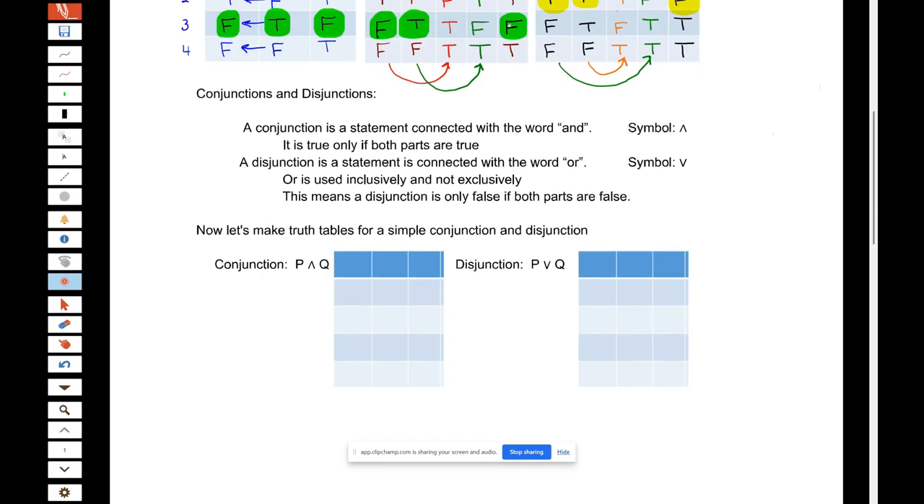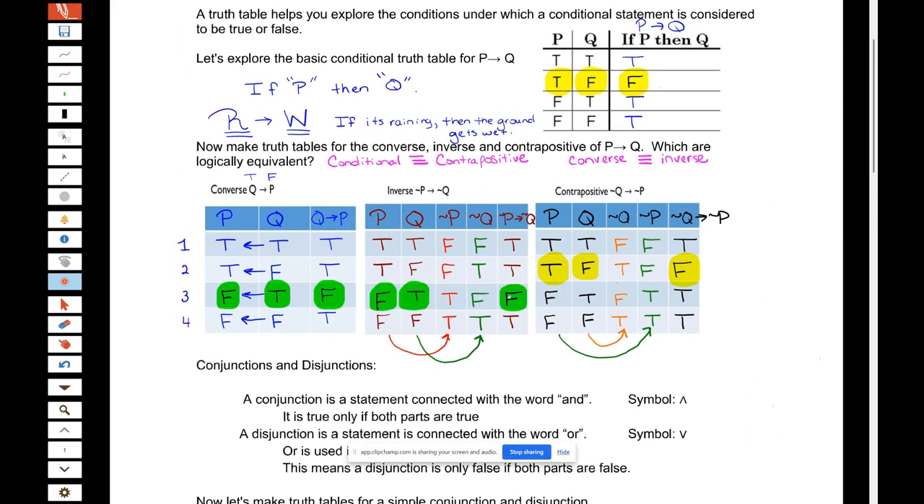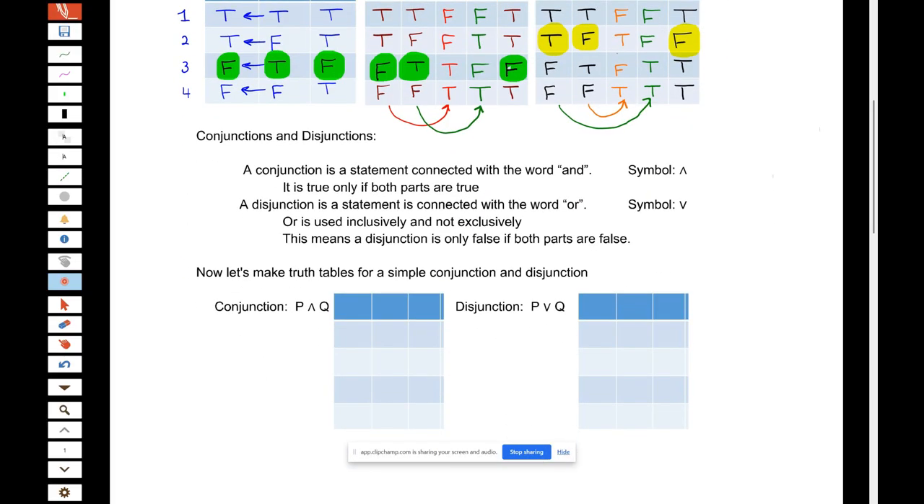All right, conjunctions and disjunctions. There are 3 symbols you have to be able to make a truth table for. The first one is implies. We've done that. We know that the false only occurs where you have P happening or the hypothesis happening and the conclusion not following. That is any time that you will have a false.